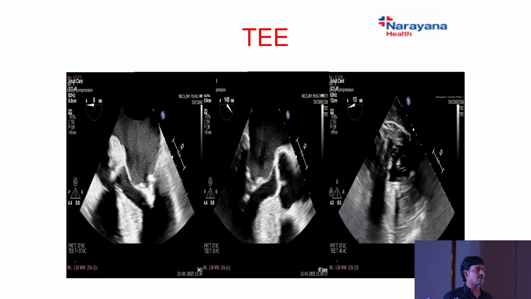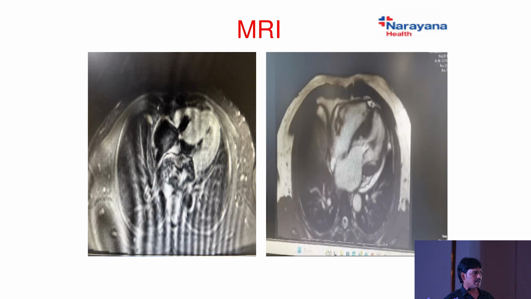Coming to multimodality imaging, the TEE images showed the same in the 4-chamber view as well as short axis and long axis views, proving that the mitral valve is significantly calcified and doming in nature. The aortic valve looks fine, and in the short axis you can make out the accessory papillary muscle as well.